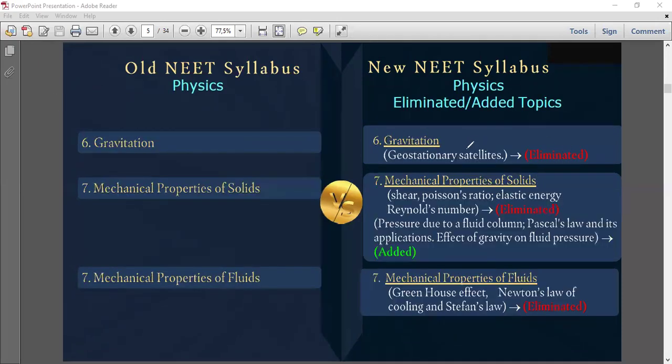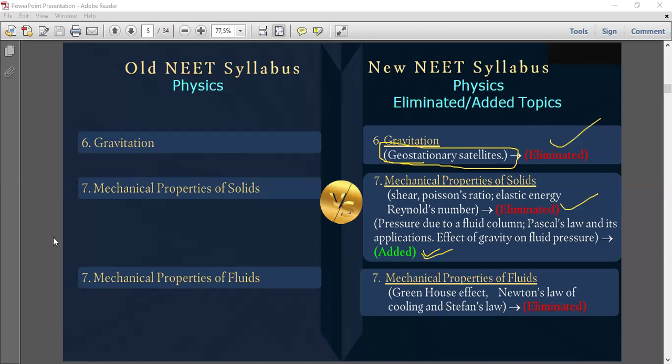Then coming to gravitation, geostationary satellites, this topic was eliminated. And in mechanical properties of solids, Reynolds number, shear, Poisson's ratio, elastic energy, these topics were eliminated, but there are a few topics which were added. Pressure due to fluid column, Pascal's law and its application, effect of gravity on fluid pressure. So these topics were added, and we need to focus on them.